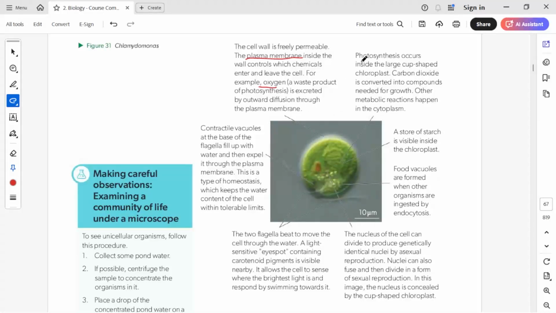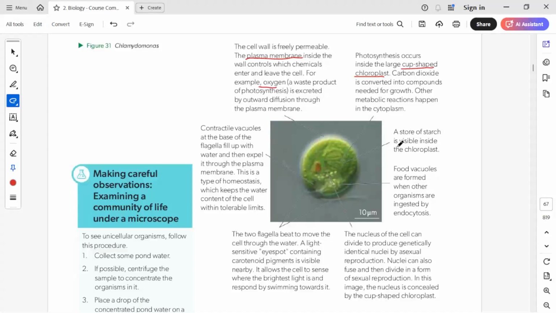Next, it is looking green in color, so that basically means it is photosynthetic in nature. Photosynthesis will take place. So it has a cup-shaped chloroplast in which photosynthesis takes place. Carbon dioxide will be converted into sugars like glucose, and these metabolic reactions will happen inside the cytoplasm.